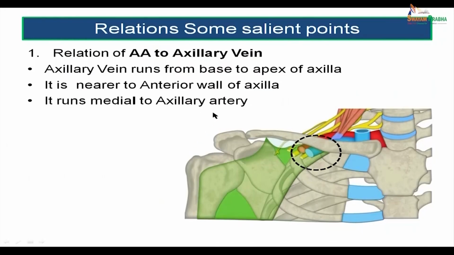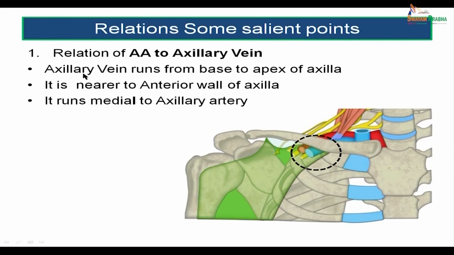Some salient points: relation of axillary artery to axillary vein. So, coming back to the diagram, this is the axilla, this is the upper part of the axilla, and we can see structures passing into the axilla from the neck. Blue color is the axillary vein which lies medial to the axillary artery. The red color, this is the axillary artery.